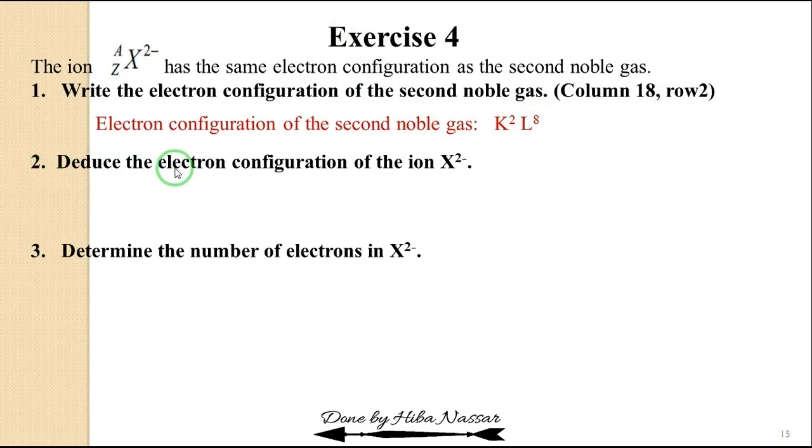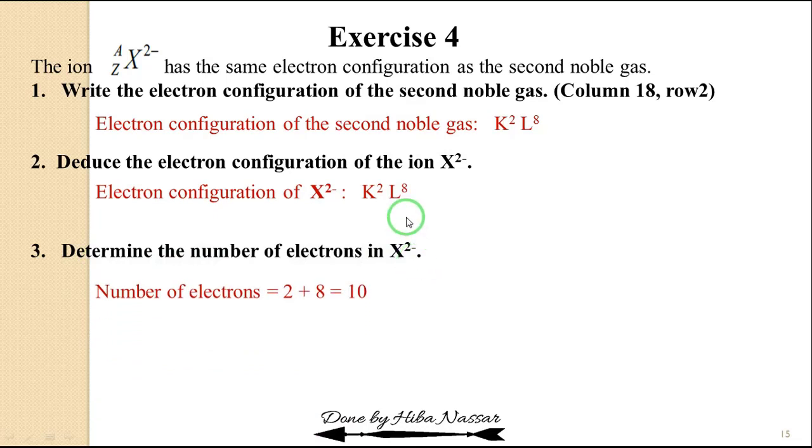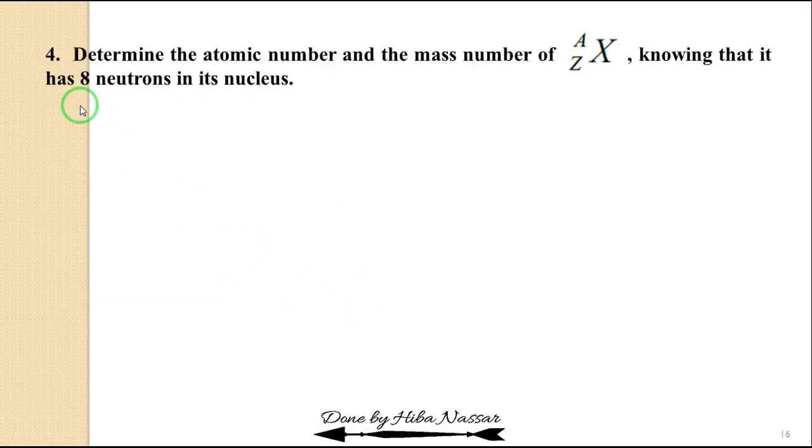Number 2, deduce the electron configuration of the ion X2-. It will be the same as the second noble gas, so it will be K2L8 again. Number 3, determine the number of electrons in this ion. So you just need to count 2 plus 8 to calculate the total number of electrons, so it's equal to 10.